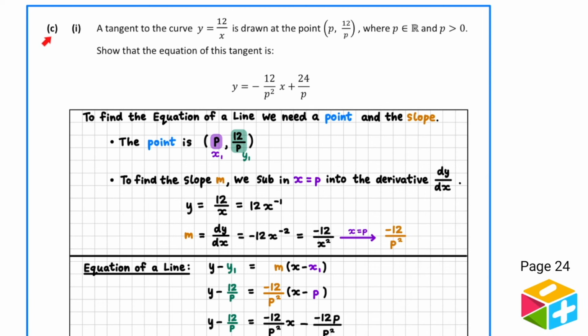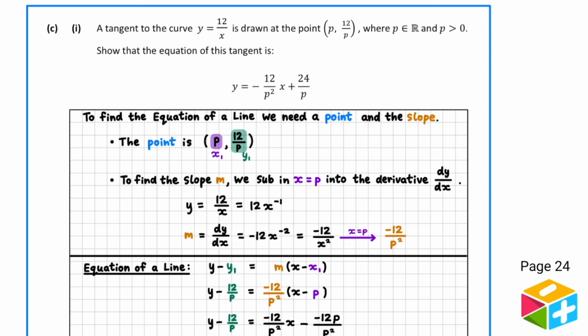In part C, we are told that a tangent to the curve y equals 12 over x is drawn at the point p, 12 over p. We must show that the equation of the tangent line is equal to a given expression.